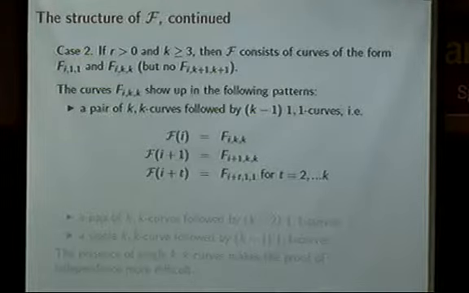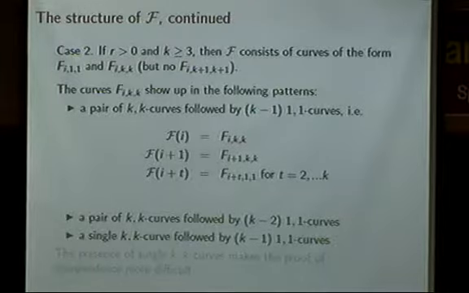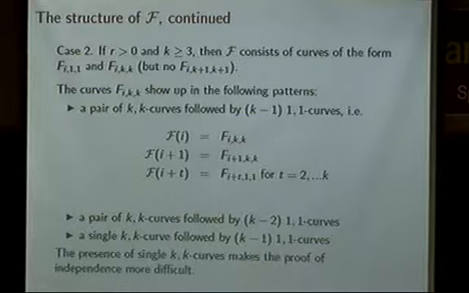Okay, so how do the kk curves show up? Well, you can either have a pair of kk curves, so like this, followed by a bunch of 1,1 curves. Or the second possibility, you might have a pair of these kk curves followed by only k minus 2 1,1 curves. And then the last possibility is, you might have a single one of these kk curves show up, followed again by some 1,1 curves. And all I have to say about that is it's this third case where you have a single kk curve popping up in the family that really makes the proof of independence pretty difficult.